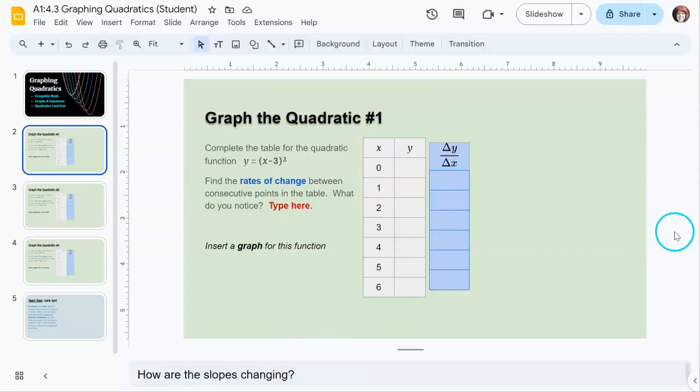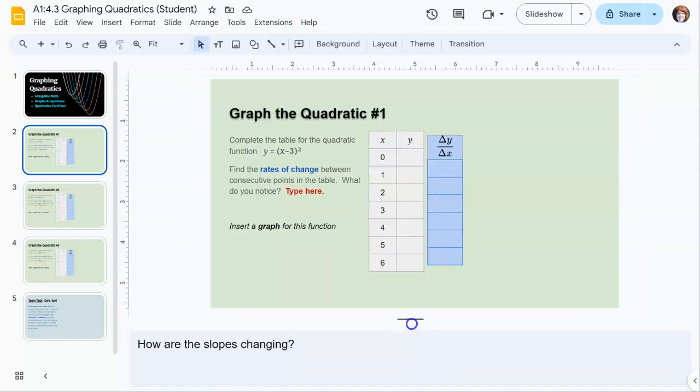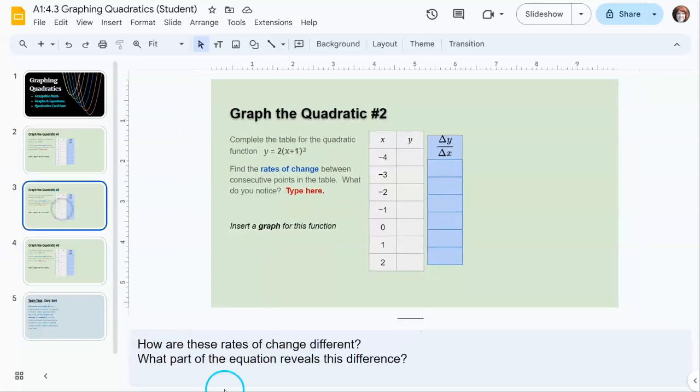So the first one is just going to ask them, how are these slopes changing? Then I'm going to say, how are these rates of change different? So notice this one multiplied by 2.